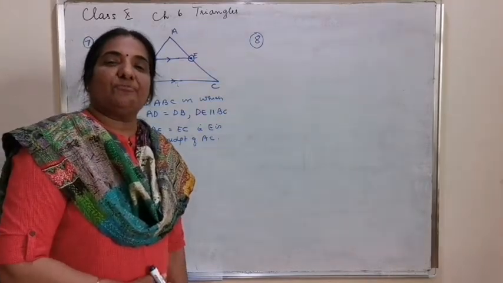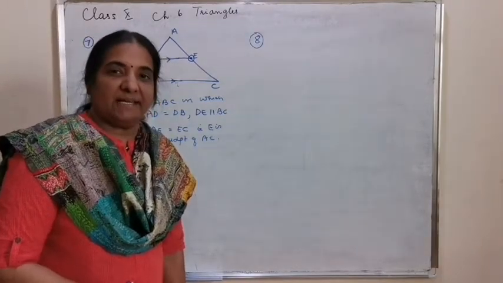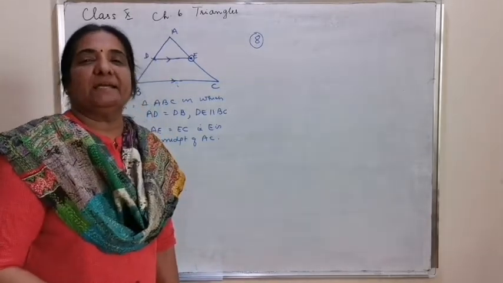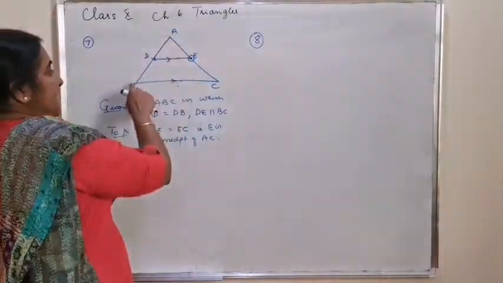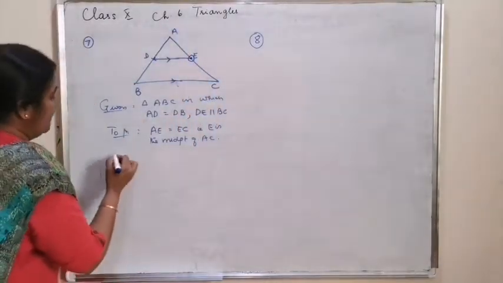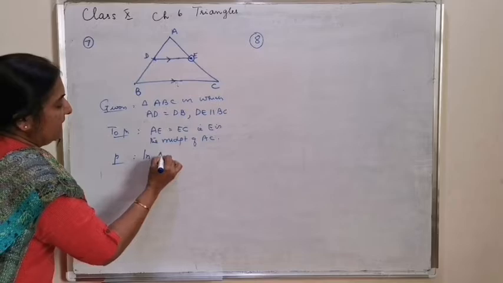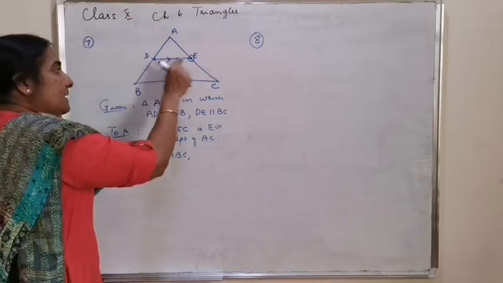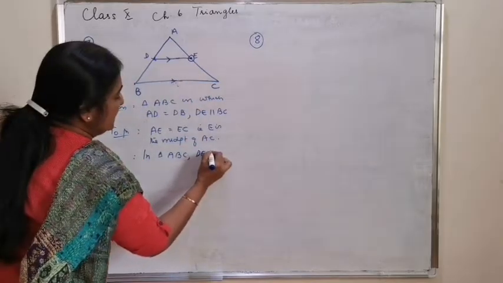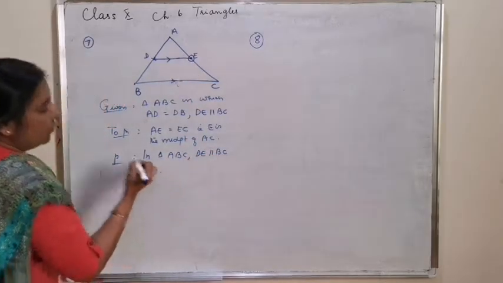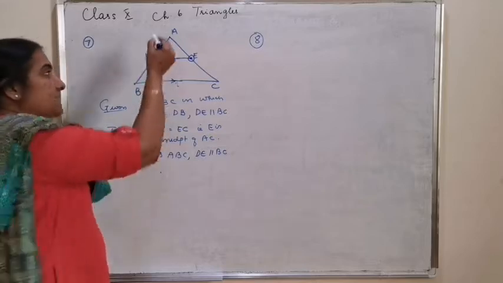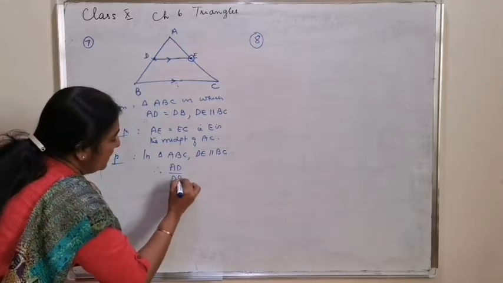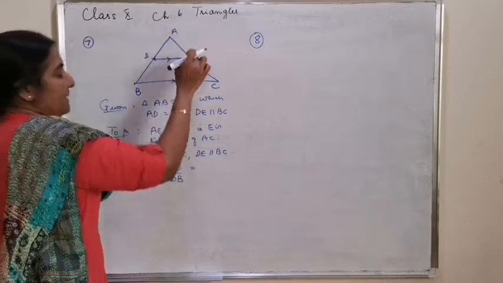Using the theorem of BPT, they said, which makes sure that the lines are parallel and you can apply the basic proportionality theorem for the triangle ABC. Proof. In triangle ABC, the bigger triangle, DE parallel to BC. Therefore, what is basic proportionality theorem? AD by DB is equal to AE by EC.